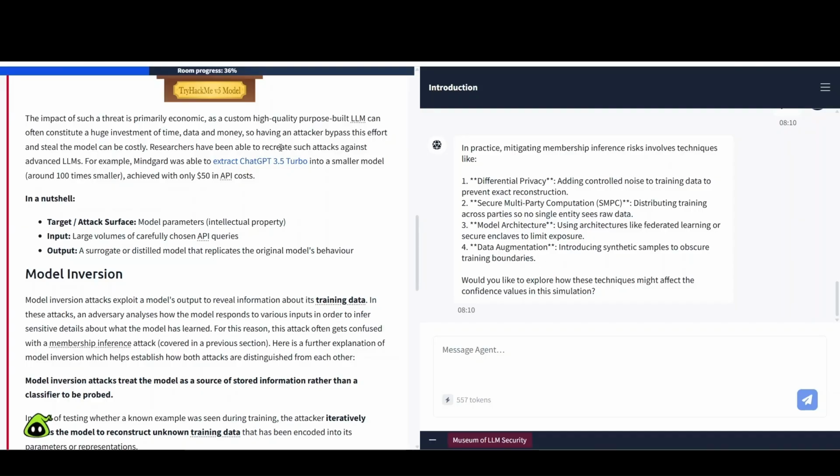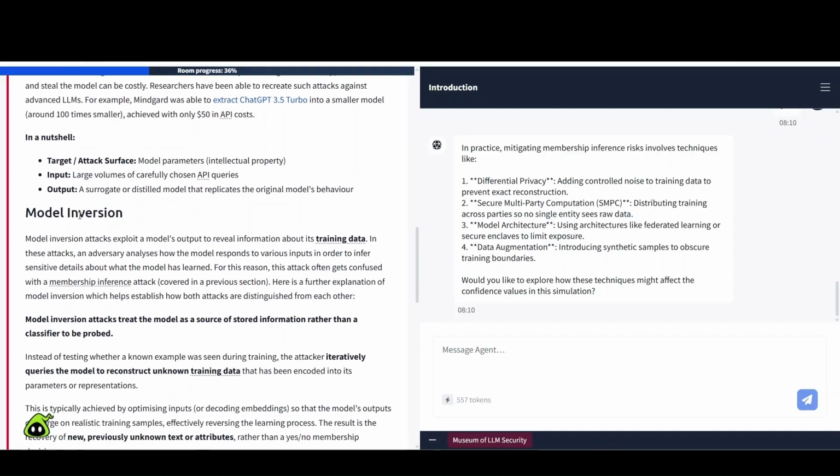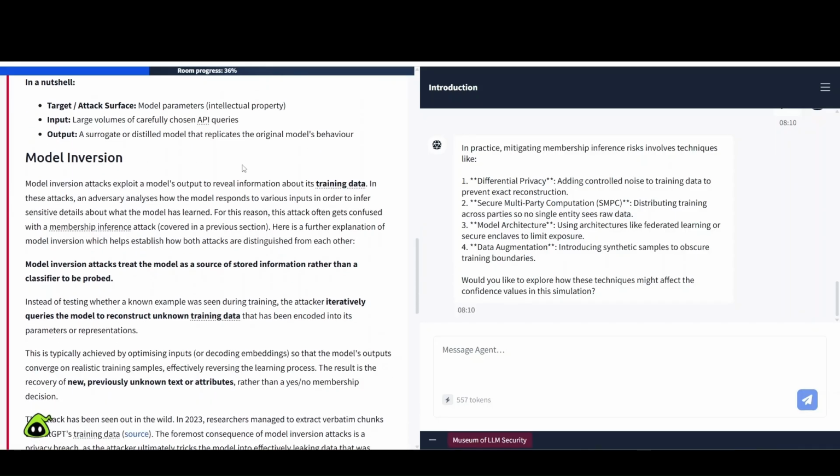Researchers have been able to recreate such attacks against LLMs. For example, MindGuard was able to extract ChatGPT 3.5 Turbo into a smaller model, around 100 times smaller, achieved with only $50 in API cost. In a nutshell, the target or attack surface is model parameters and intellectual property. The input is large volumes of carefully chosen API queries, and the output is a surrogate or distilled model that replicates the original model's behavior, right? Isn't it called model distillation attacks or something like that?